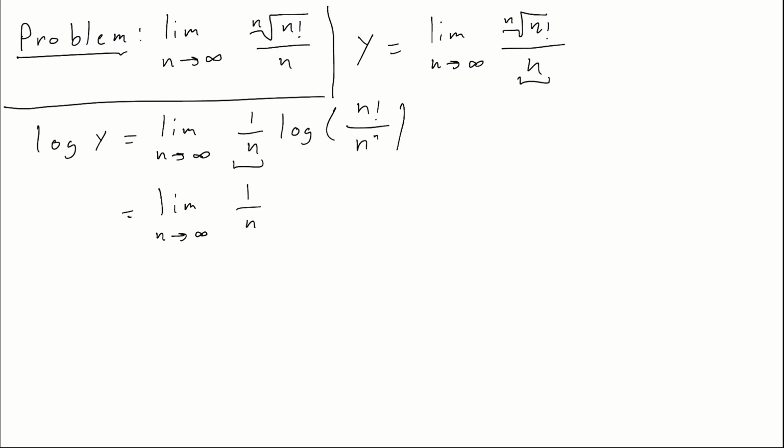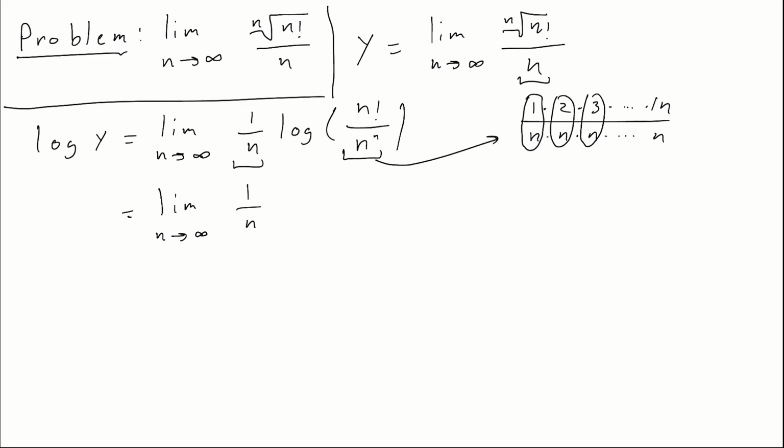we notice that here, n factorial is the product 1 times 2 times 3, and so on, until n. What is n to the n? Well, that's just the product n times n times n, and so on, n many times. So we see that for every index 1, 2, 3, up until n, we can pair these off. And by properties of the logarithm, we can turn this into a sum, right?